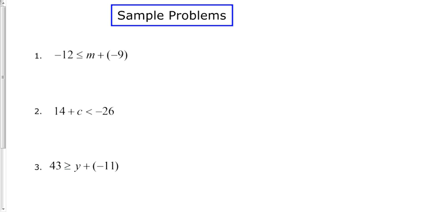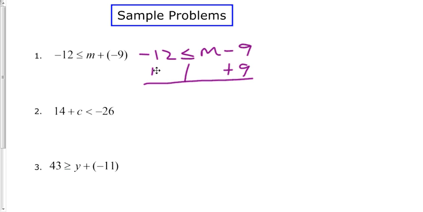I've got negative 12 is less than or equal to m plus a negative 9. I want to think about making this a little easier to solve. So I'm going to say this is negative 12 less than or equal to m, and instead of saying plus a negative 9, I'm just going to write it as minus 9. To solve this, I'm going to add the constant that's on the variable side to both sides of that inequality, just like I would do if this was an equal sign. I get negative 3 is less than or equal to m.